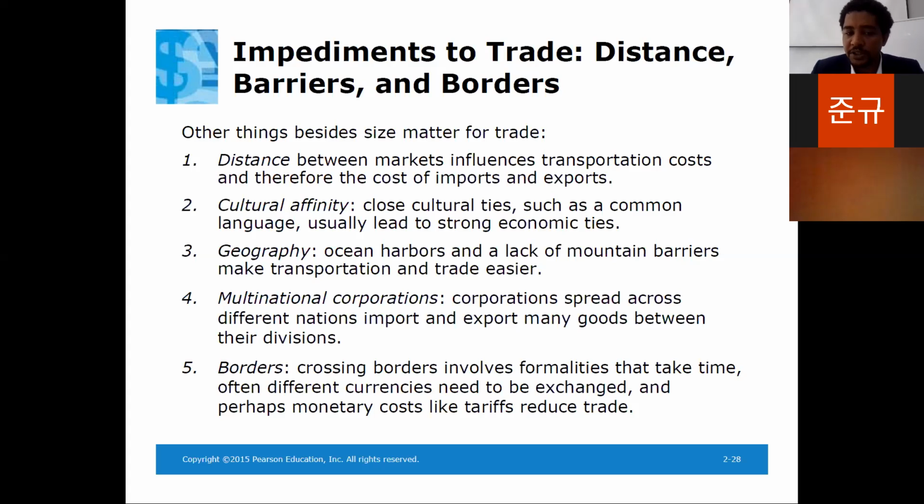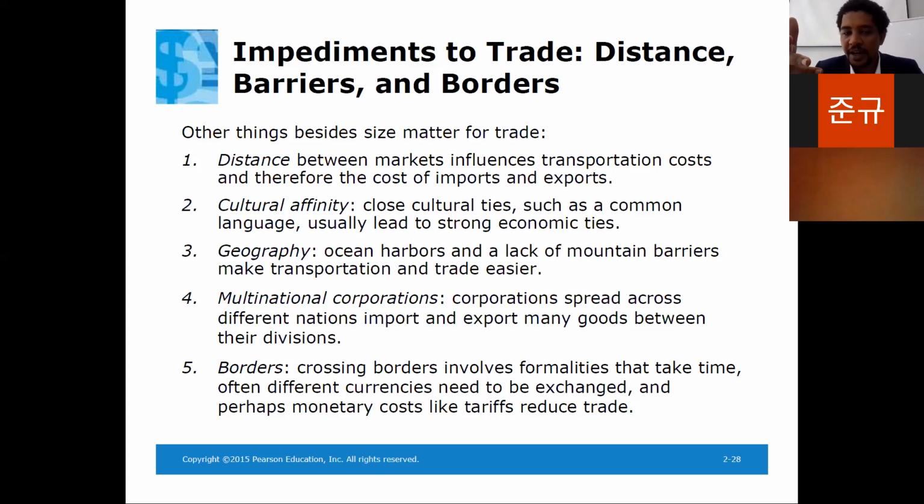The other one is borders. Crossing borders involves formalities that take time, right? So, for example, there is a border between the US and Canada, right? There are some states of the US that are close to Canada, and there are also states in Canada close to the US border, okay? But still, the trade between, let's say, I'll show you the map. So let's finish this. Crossing borders involves some formalities, right?